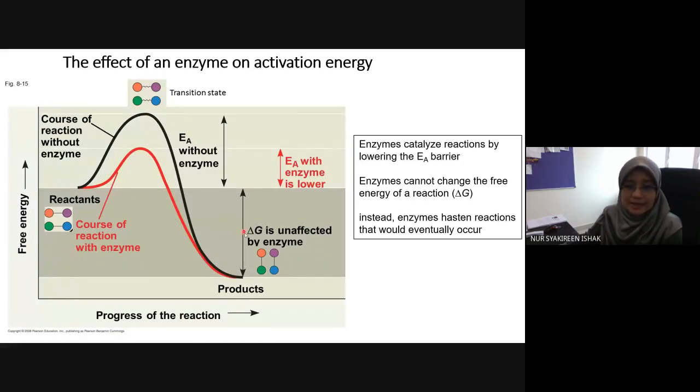This delta G is the change in free energy. It is the same for the reaction with enzyme or without enzyme. The delta G is unaffected by enzyme. So this is the transition state. Once the reactant binds to the active site of the enzyme, it forms the enzyme-substrate complex and causes the substrate to enter the transition state, where bonds within the substrate start to break and form new bonds before it is converted into products. That is the transition state.